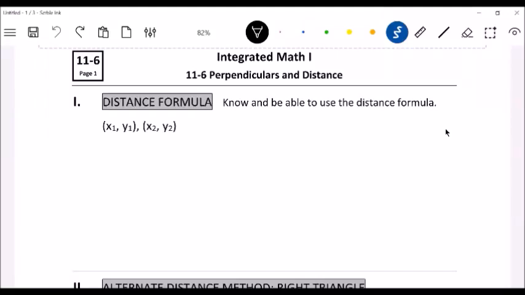Welcome. We're going to revisit the distance formula and work with perpendiculars to determine distance. So let me show you what I mean.